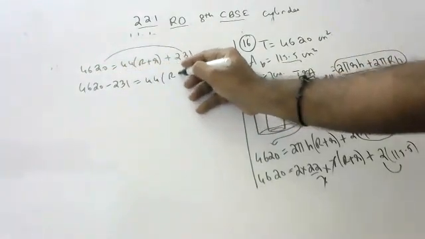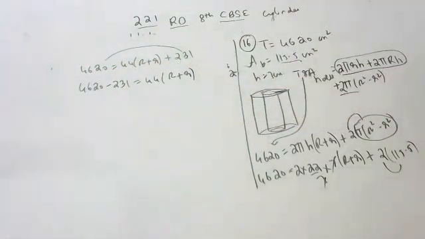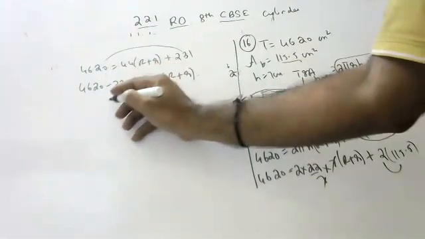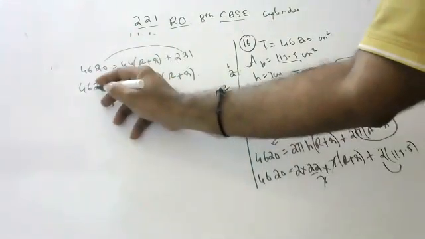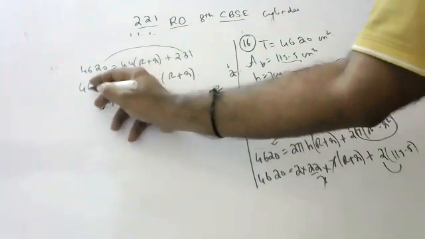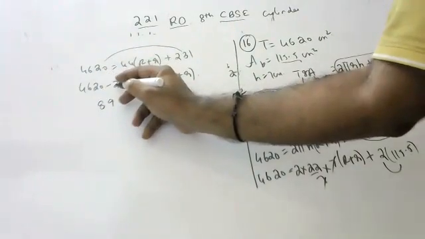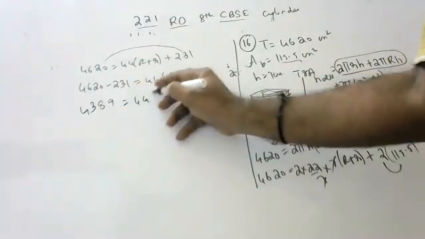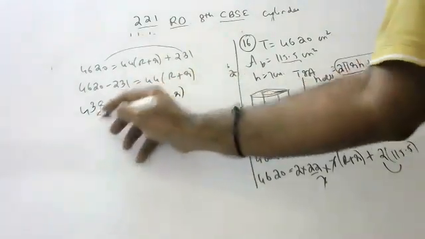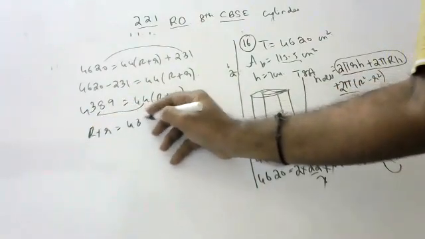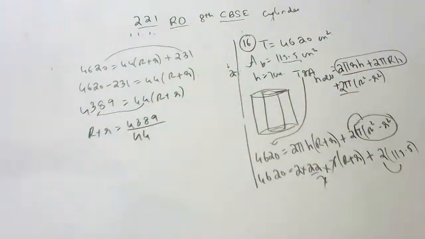4620 minus 231 is equal to 44 into bigger R plus smaller r. How much is 4620 minus 231? 4,389. 4389 is equal to 44 into R plus r. Bring this down. So R plus r is equal to 4389 by 44. Will it go, 4389 by 44, children? Once anyone checks, tell. 99.75.